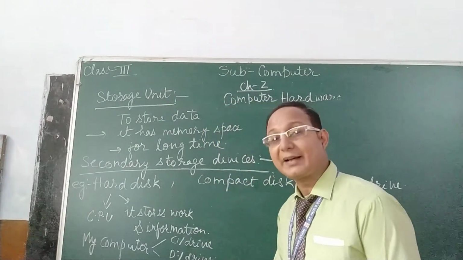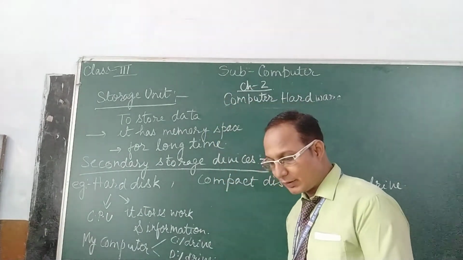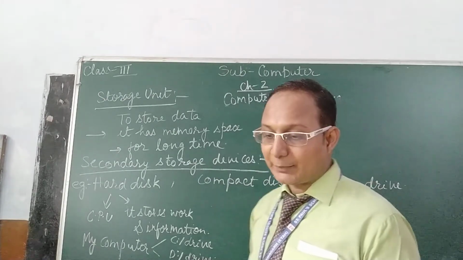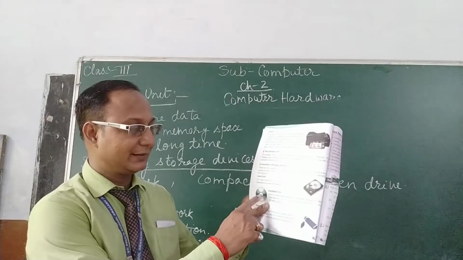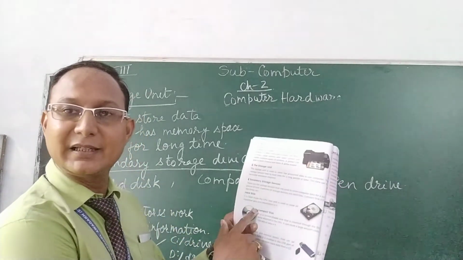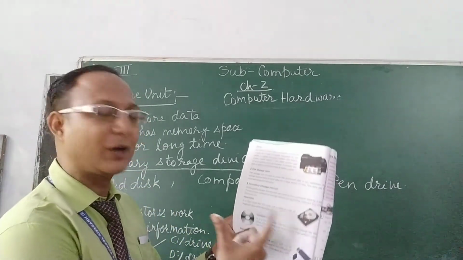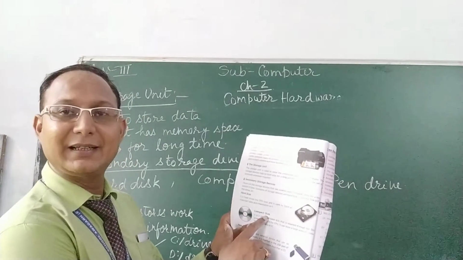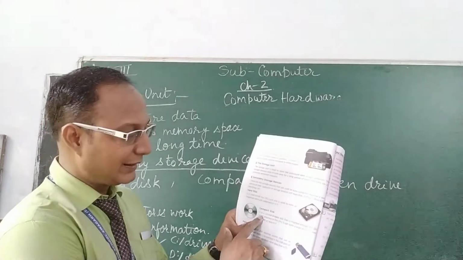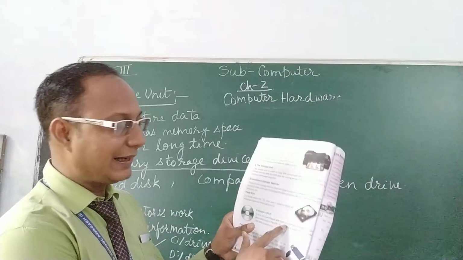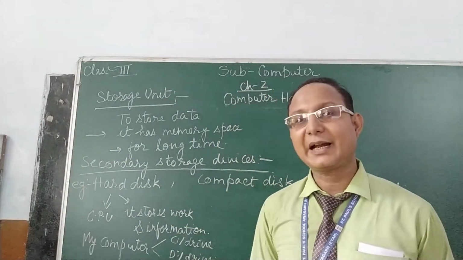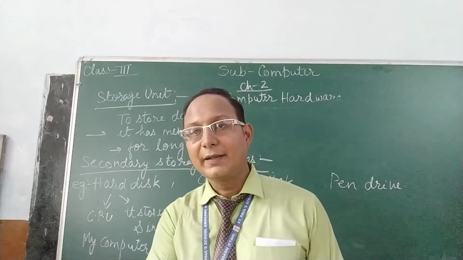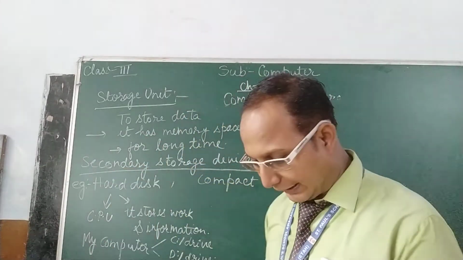Second one is compact disk. It is a circular shaped disk. Look in the book at the image of CD. The short form of compact disk is CD. In general language we call it CD. The full form of CD is compact disk. It is a circular disk that is inserted through the disk drive. From the disk drive we insert the CD and then we close that drive.